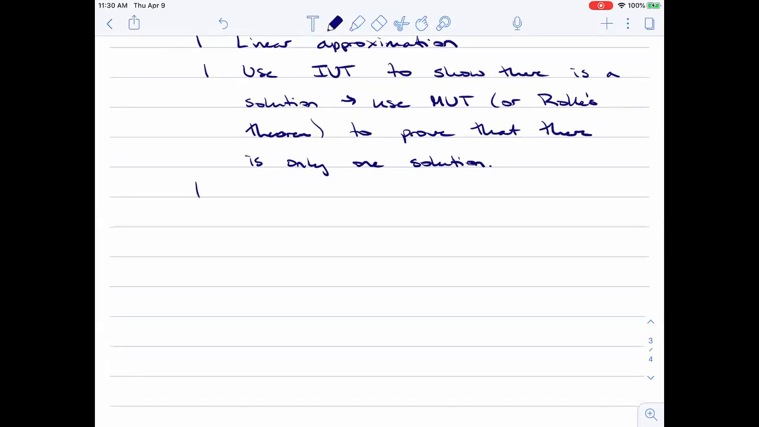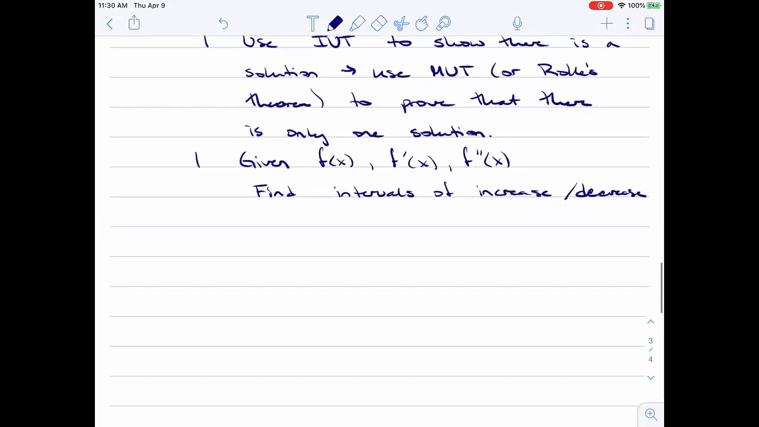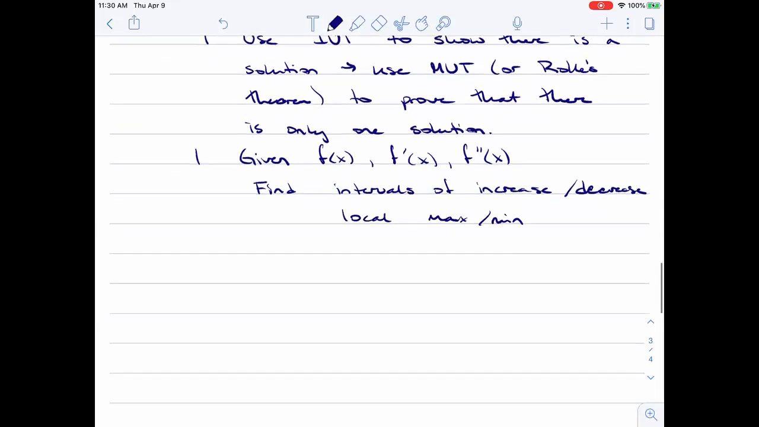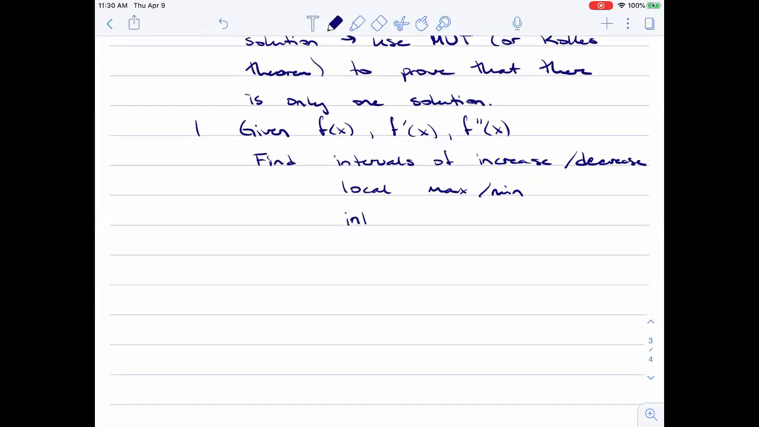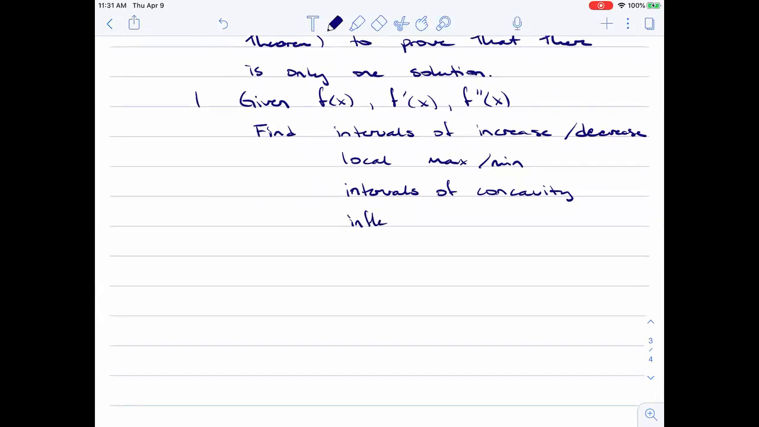So the next one is also from test 4. Given a function f of x, f prime of x, and the second derivative, f double prime of x, find the intervals of increase and decrease, local max and min, intervals of concavity, concave up or down, and inflection points.